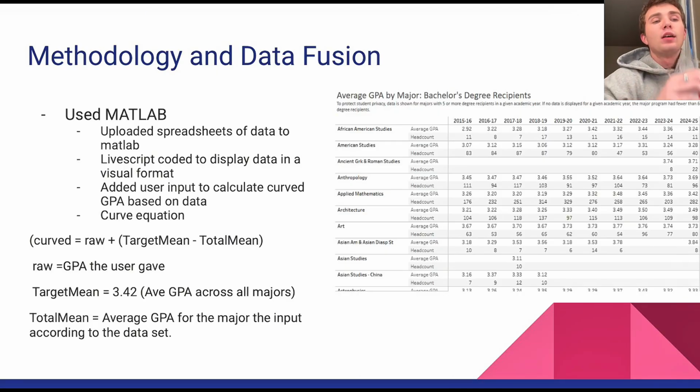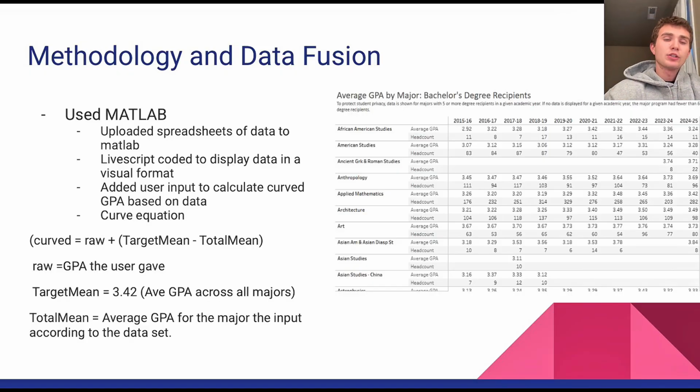Thanks, JJ. So how we went about this, our methodology for completing this project: the first thing we did was find our data sheet. There was a huge study done at UC Berkeley looking into average GPAs by major. And in the study, we found a pretty massive data sheet, which was super helpful for our project, kind of the backbone of all the data we got.